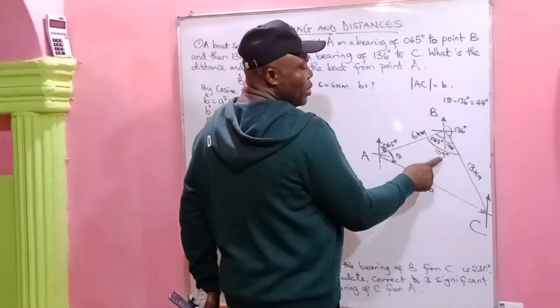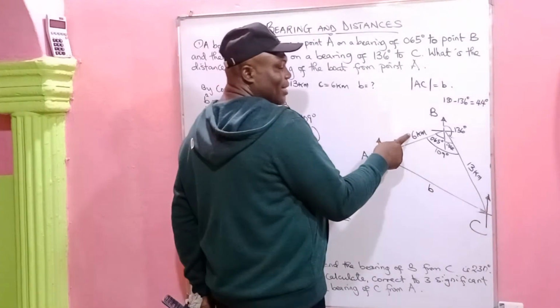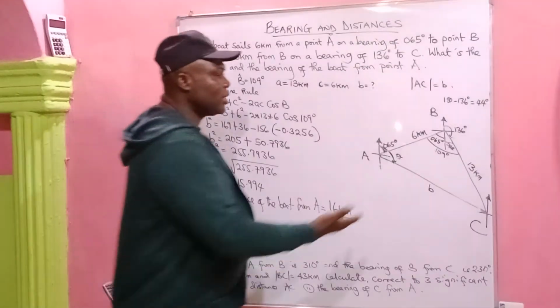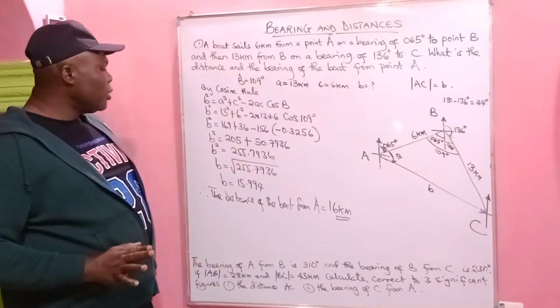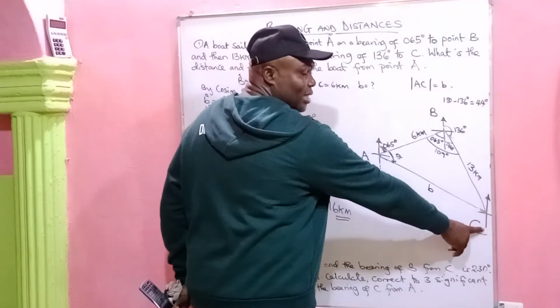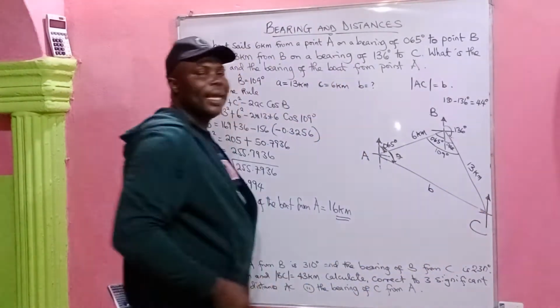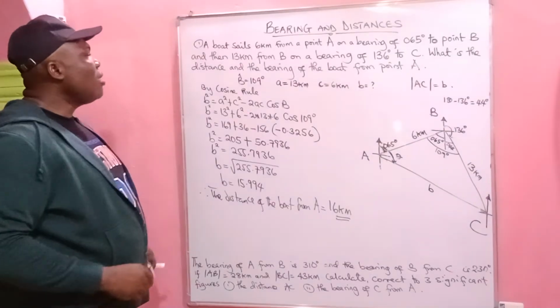Why? Because what we have here is the largest angle of the triangle. So since here is 6 kilometers, here is 13, we expect this side to be longer. Why? Because it's facing the biggest angle. It's that simple. So we've been able to calculate the distance of the boat from A, because this is where the boat is now, and this is from A. So we've been able to calculate the distance AC, which is small b.